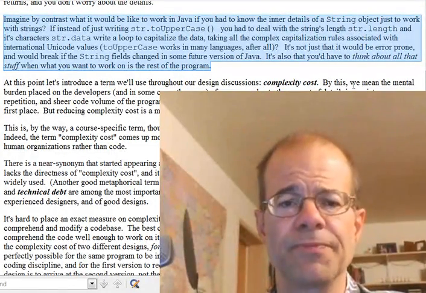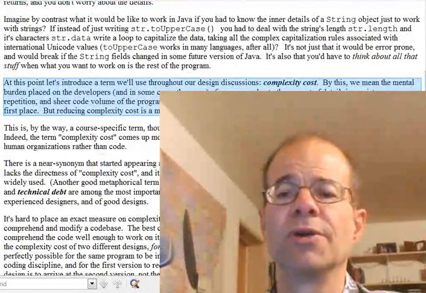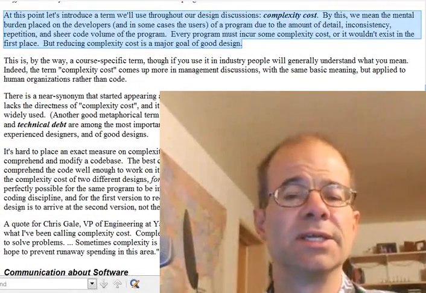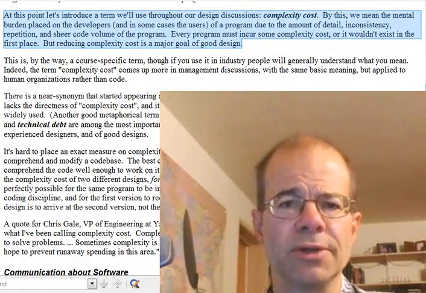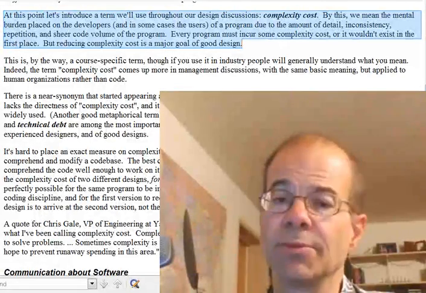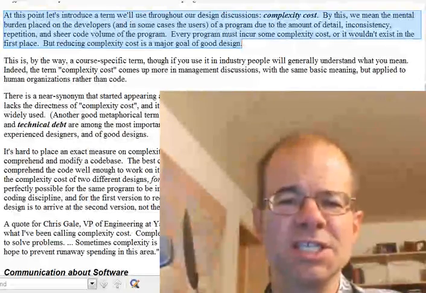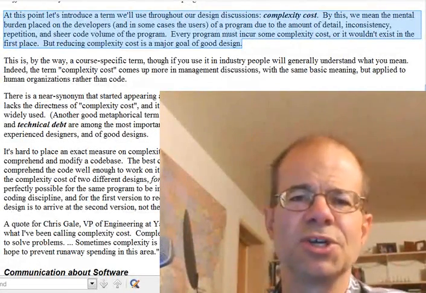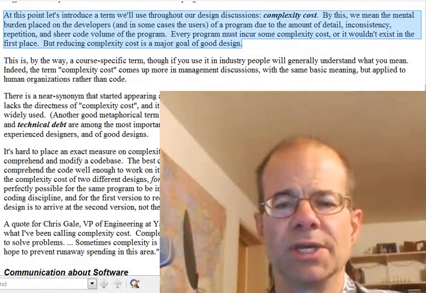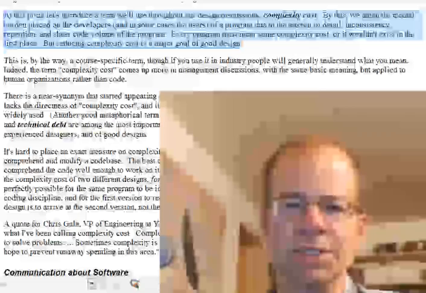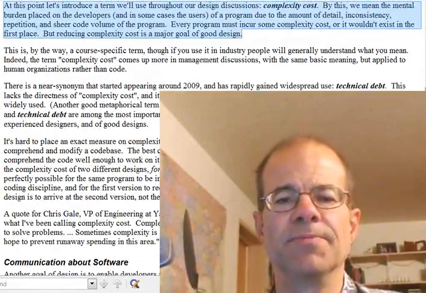Now, at this point, let's introduce a term that we'll use throughout our design discussions, and that is complexity cost. By this, we mean the mental burden placed on the developers, and in some cases the users of a program, due to the amount of detail, inconsistency, repetition, and sheer code volume of the program. Every program must incur some complexity cost, or it wouldn't exist in the first place. But reducing complexity cost is a major goal of good design.